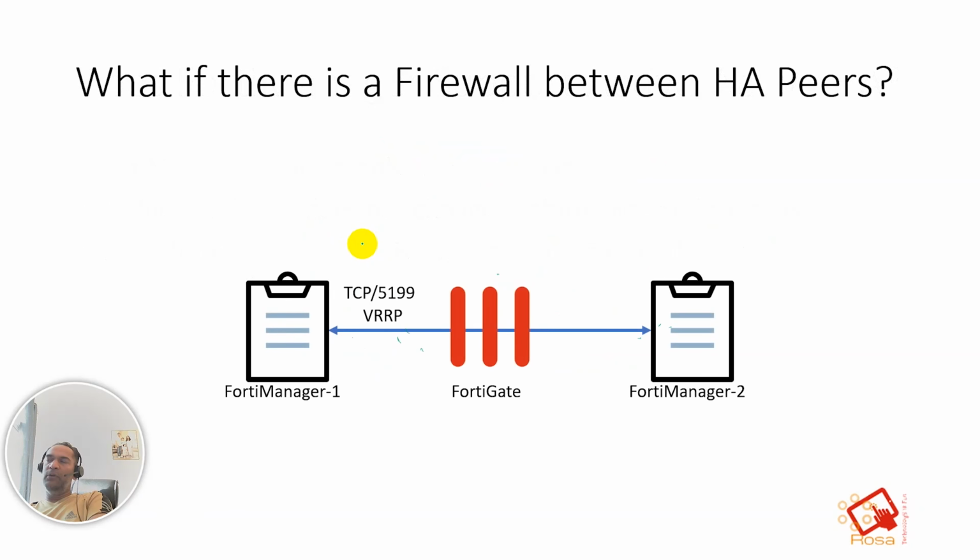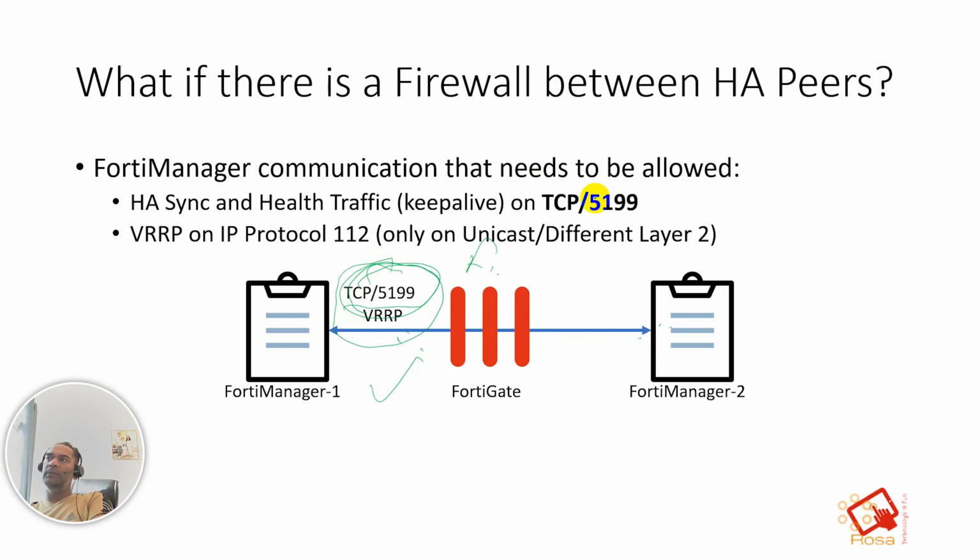What if there is a firewall between HA peers? So if you have two FortiManagers at different locations or sitting behind firewalls, in that case you need TCP 5199, this port, to be allowed on the firewall, so that these two FortiManagers can communicate. So make sure you allow this. FortiManager communication that needs to be allowed: HA sync and health traffic is on TCP 5199 port. VRRP on IP protocol 112, only on unicast unless on different layer 2. So unicast and multicast.